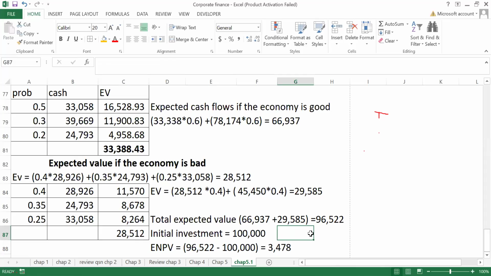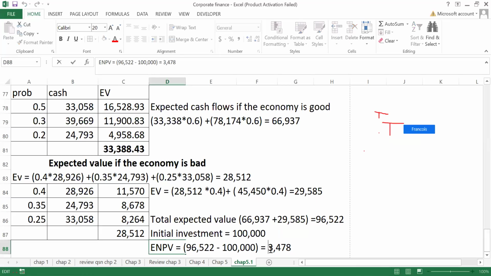So I don't know if you have a question on how to use this. So which is minus, isn't it? Yes, minus. So we are rejecting.